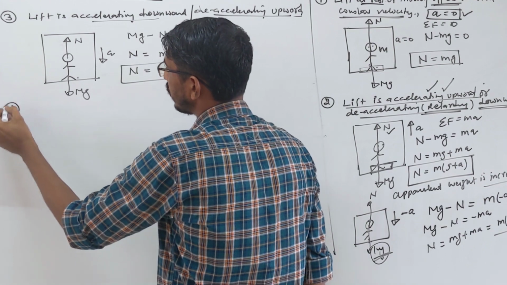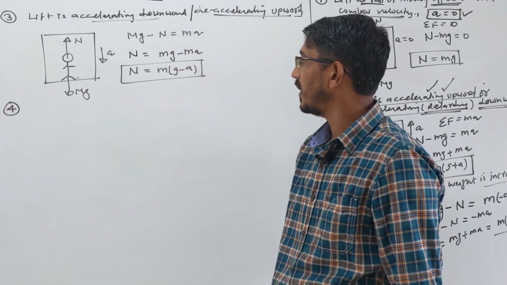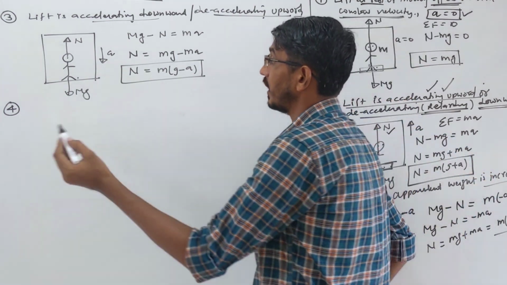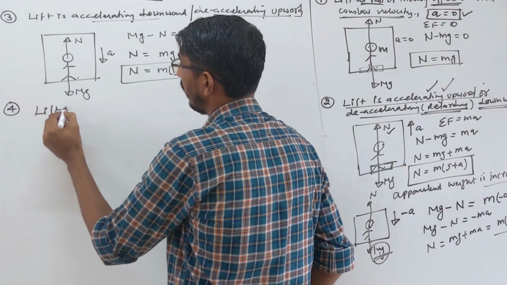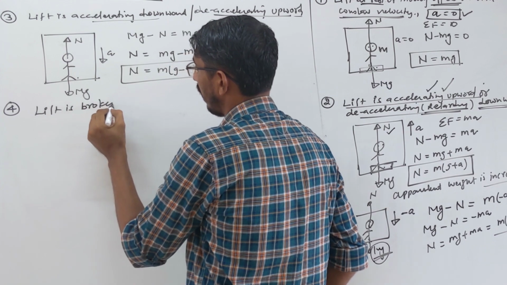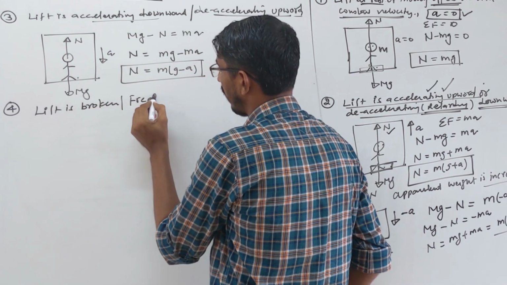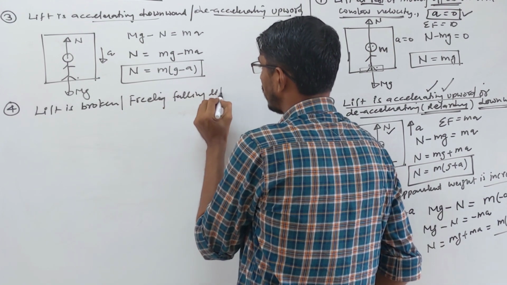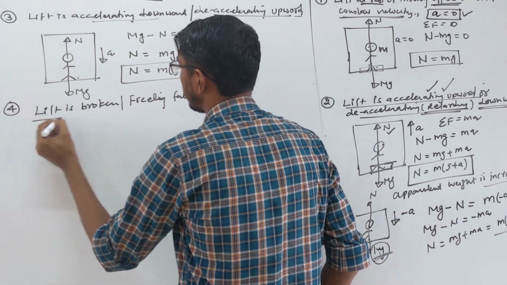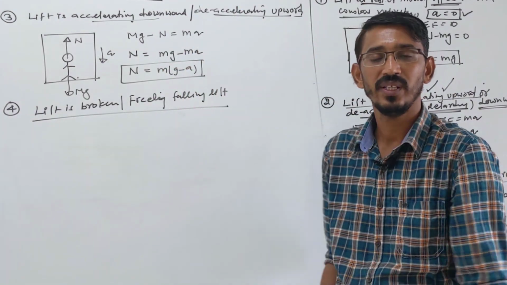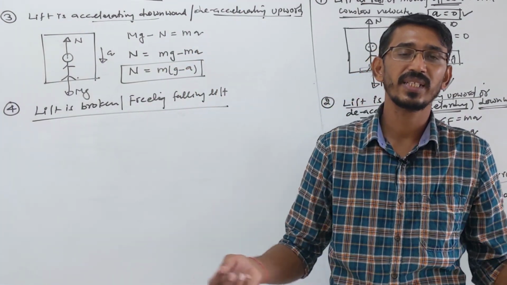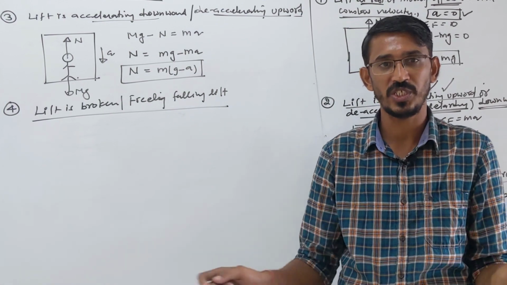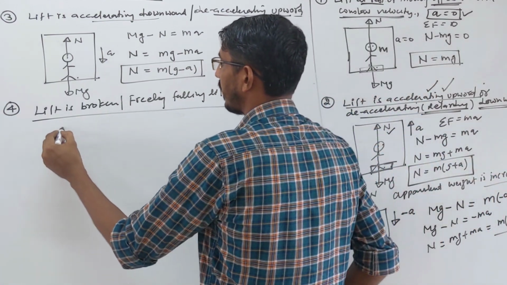Okay, fourth case we talk. Suppose this lift is broken, the lift is freely falling. Suppose the cable of the lift is broken, it will freely fall. When something is freely falling, we say the acceleration of the body is simply acceleration due to gravity. a becomes equal to g, correct?